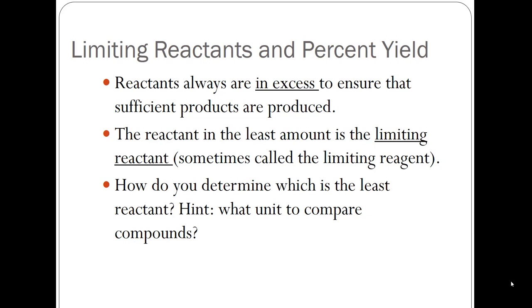So how do you determine which is the least reactant? You are going to use mass to mass relationships to figure this out. You need to look at a balanced equation. You will look at each of the reactants and solve for the product, and you'll pick the same product. Whichever reactant makes the most product is the one that is in excess. The one that makes the least amount of product will be your limiting reactant.